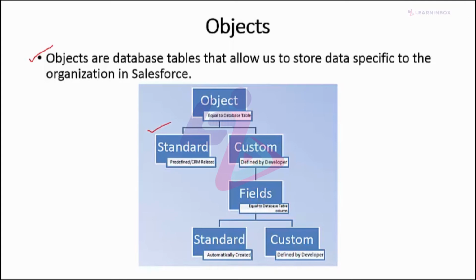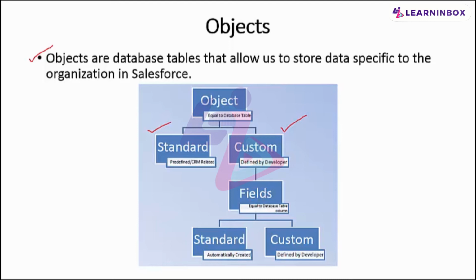So there are two kinds of objects available. First one is the standard objects and second one is the custom objects. Standard objects are the ones which we cannot create. Whenever we start using a Salesforce environment, we get certain standard objects already pre-built, predefined in our Salesforce environment. So those are standard objects. On the contrary, custom objects are the ones which we create. If we have the provision to create custom objects, definitely we would have the provision to delete those custom objects. So whichever objects we create according to our requirement, those objects are called custom objects.